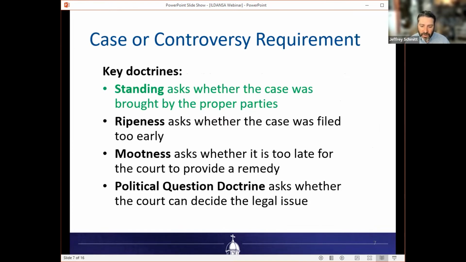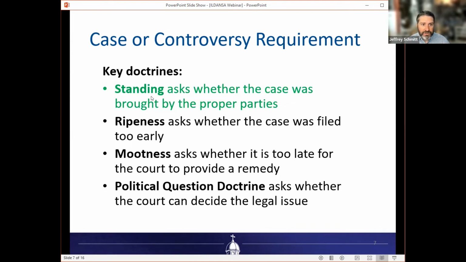What types of disputes will the court hear? Well, it has to be an actual case or controversy. The way this gets translated into the law is through these four doctrines. We have the standing doctrine, ripeness, mootness, and political question doctrine. And in class, we would spend a few hours going through each of these in detail. I just gave you the big picture. Now let's get started on standing.